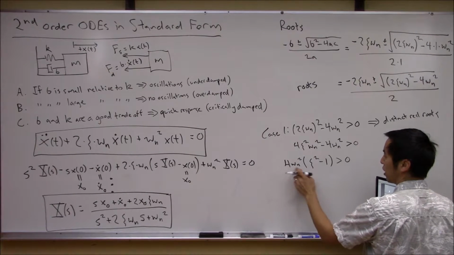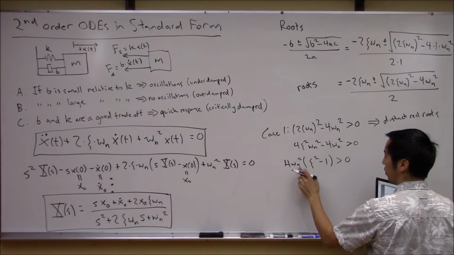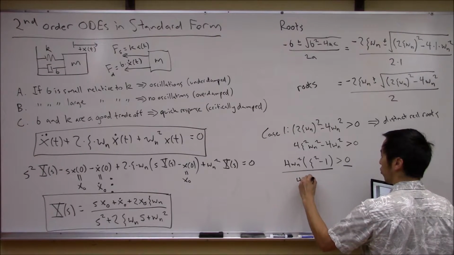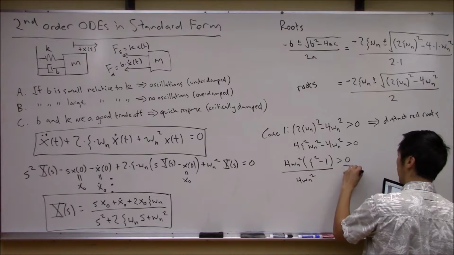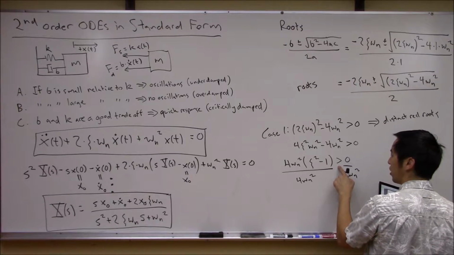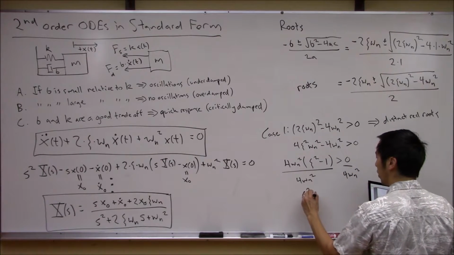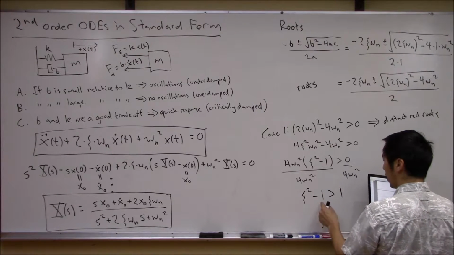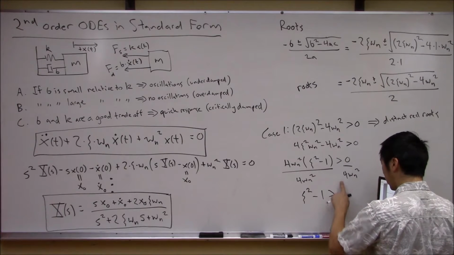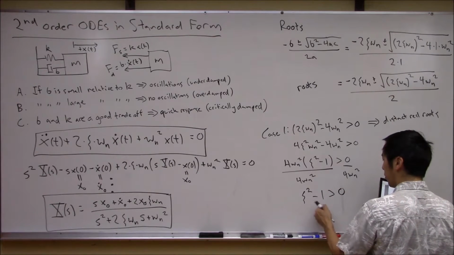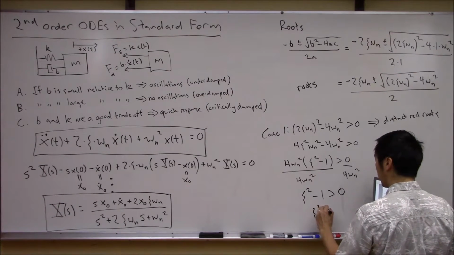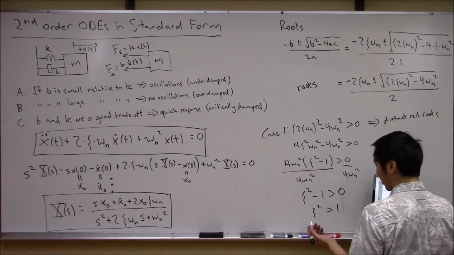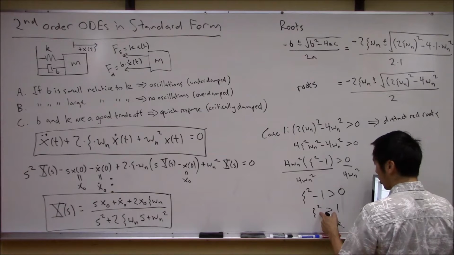I don't care what you end up with for omega n. 4 times omega n squared is positive, so I can divide both sides by 4 omega n squared, and I'm not going to flip the sign of the inequality. I end up with zeta squared minus 1 is greater than 0. Move this to the other side, so zeta squared has got to be strictly greater than 1.